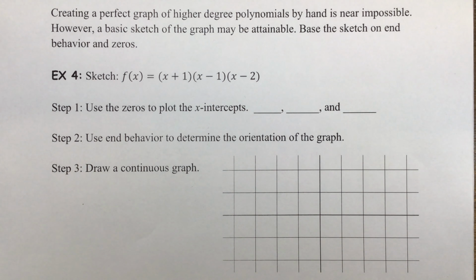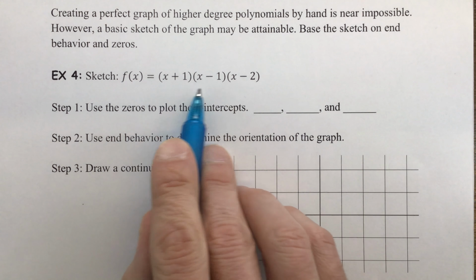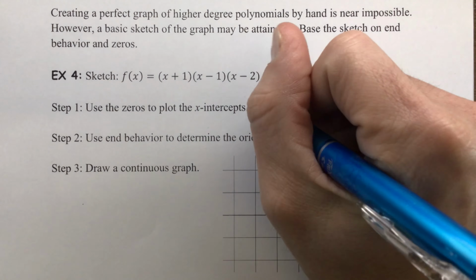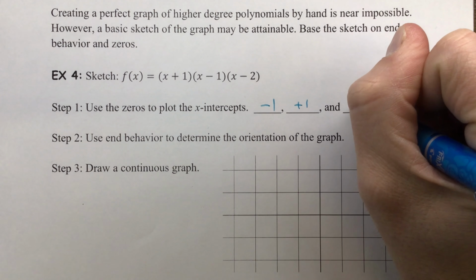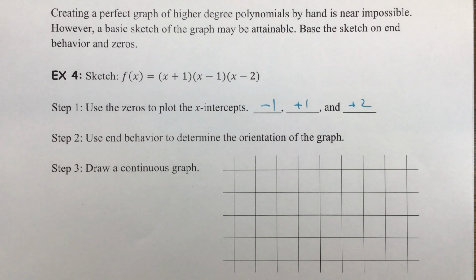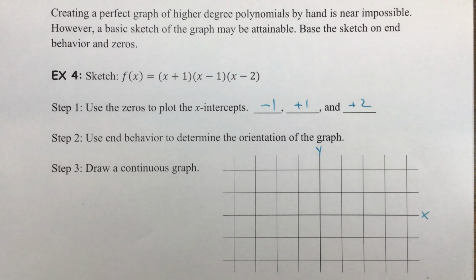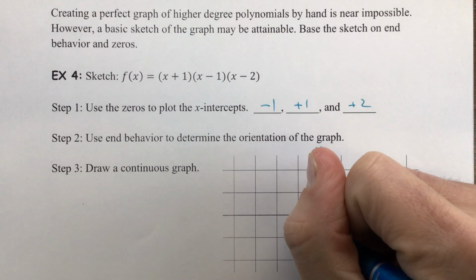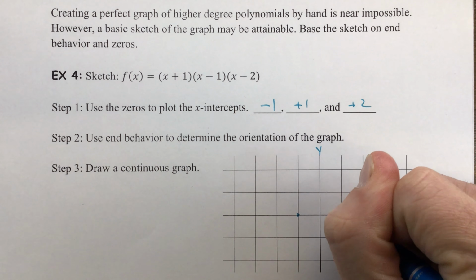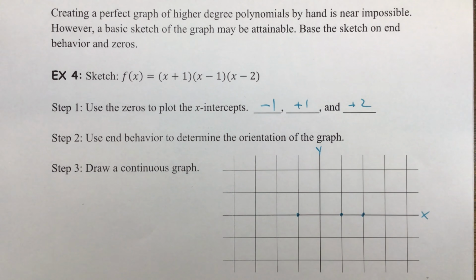All right, for example 4, what we have is a cubic polynomial. It's going to have that S shape, but it is presented in factored form. Okay, so from factored form, what you can gain will be all the zeros, the x-intercepts. In this case, that would be at -1, +1, and +2. Okay, so as far as my graph, let this be the x-axis, let that be the y-axis. Okay, so I'm going to have intercepts at -1, at +1, and +2.